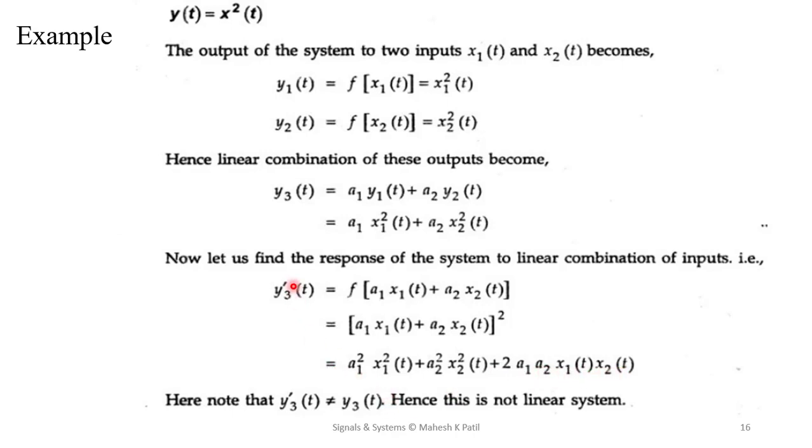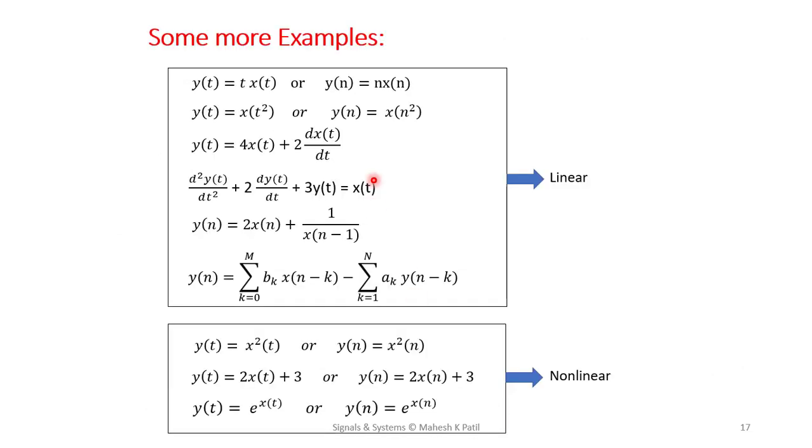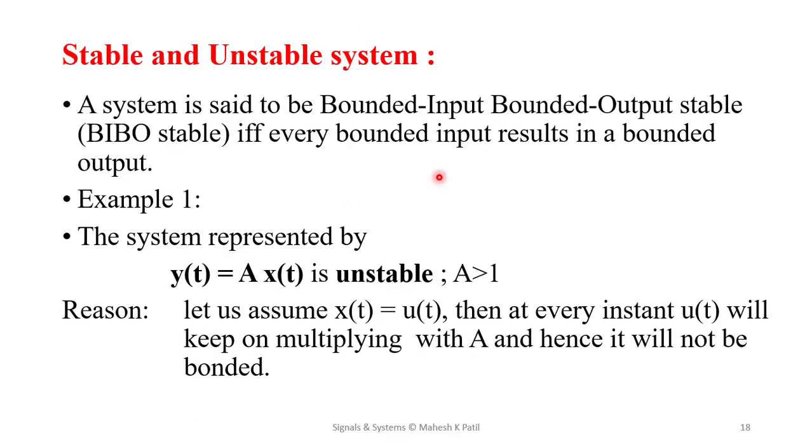Now if you can observe here, y3'(t) is not equal to y3(t), so hence it is not going to satisfy the principle of superposition, therefore it is the non-linear system. Now we can observe some of the examples here. So these are the linear system examples, and these are the non-linear system examples. So we'll try to solve these problems in the next session.